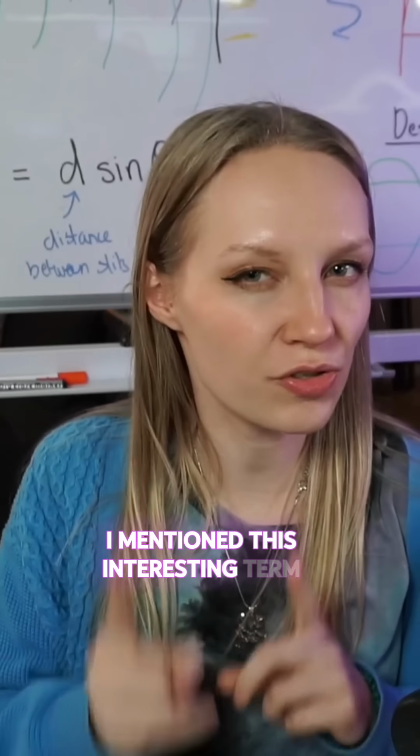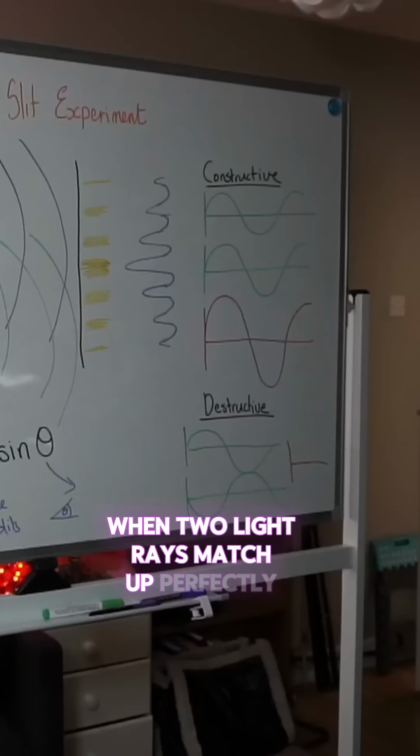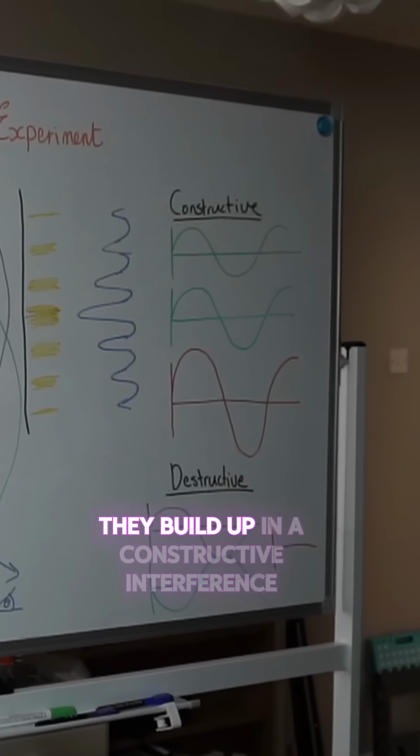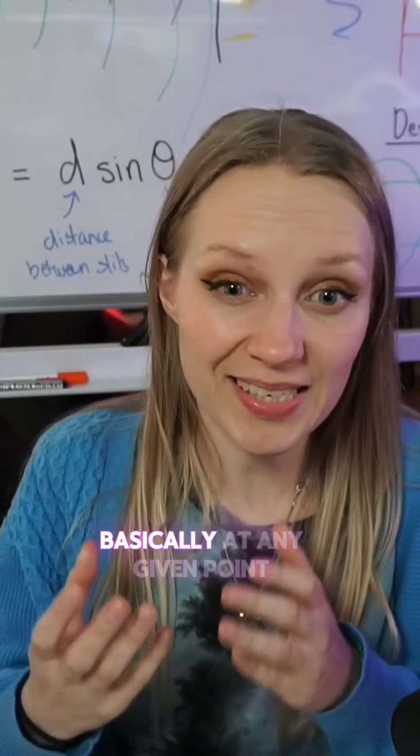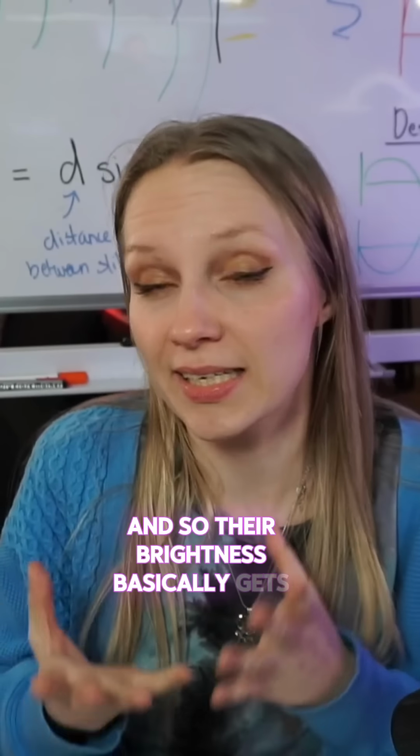I mentioned this interesting term, constructive interference. What does that mean? Well, when two light rays match up perfectly together, they build up in a constructive interference. Basically, at any given point, you add their amplitudes. And so their brightness basically gets maximized.